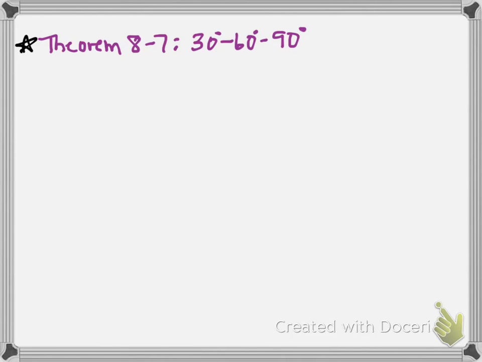The second one, again, another theorem. Theorem 8-7. He's got a name. He's called the 30, 60, 90 triangle. Those are all degrees. Oh, no, theorem. Sorry.